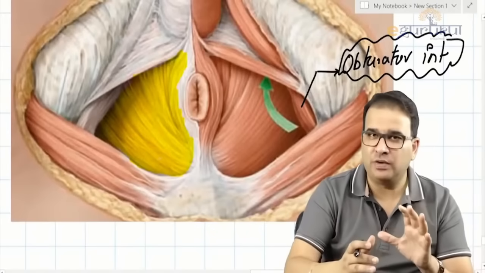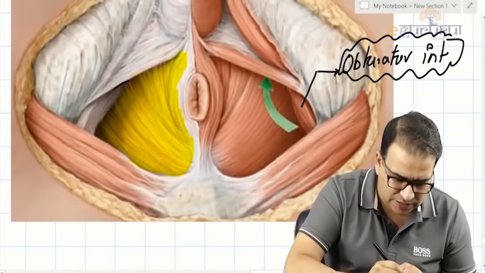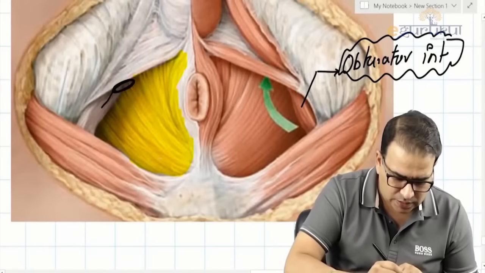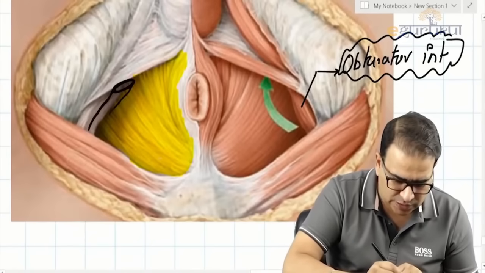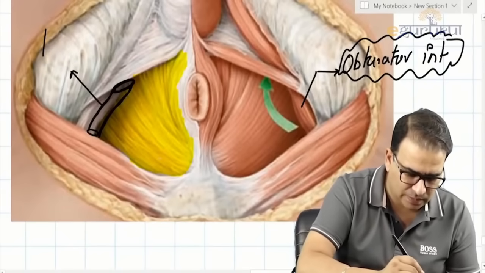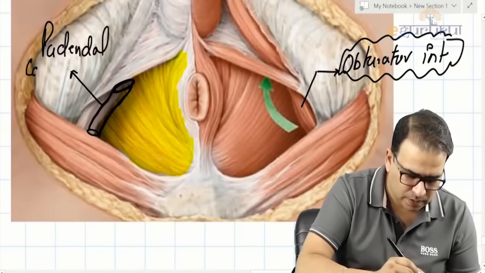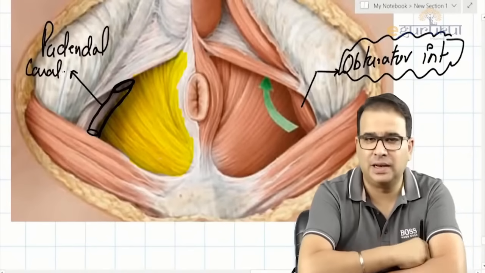Made up of the same obturator fascia and contributed by some others also, there is a canal present here, and that canal is called the pudendal canal. Look at this. There's a canal present on the lateral side of the ischiorectal fossa, and this canal is called a pudendal canal or Alcock's canal.